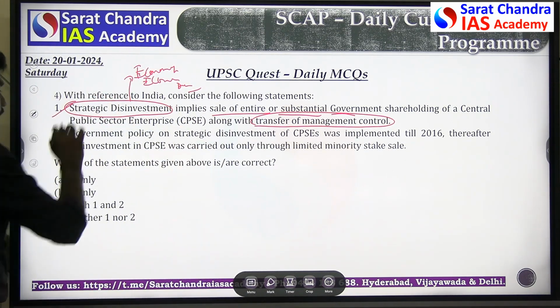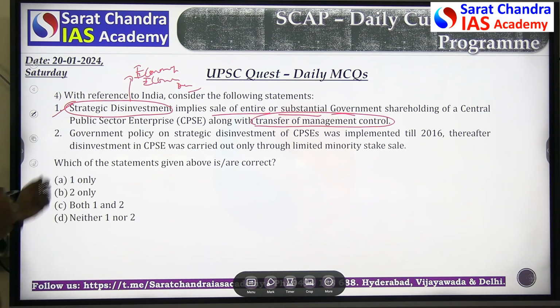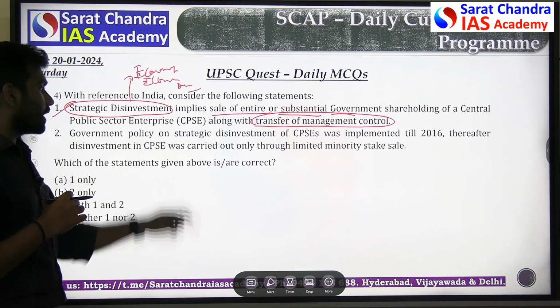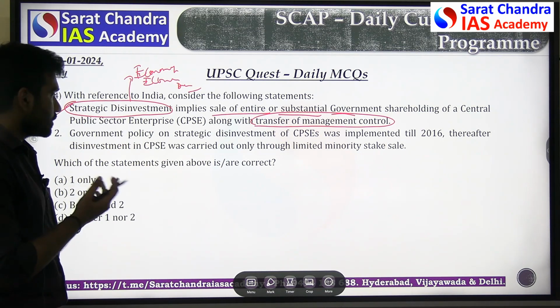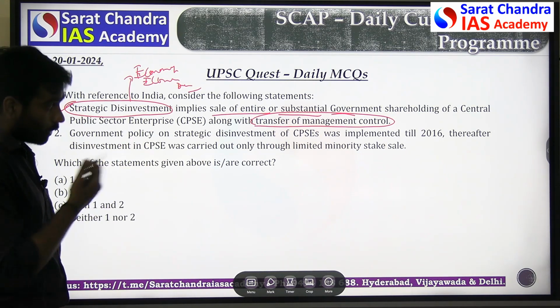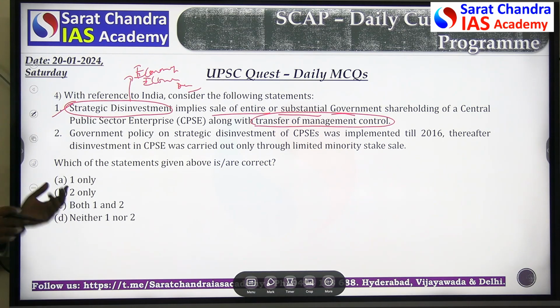So this is correct. Second one: government policy on strategic disinvestment of CPSEs, central public sector enterprises, was implemented till 2016. Thereafter disinvestment in CPSEs was carried out only through limited minority stakeholder sales. Actually, the government of India followed the policy of strategic disinvestment of CPSEs till 2004.